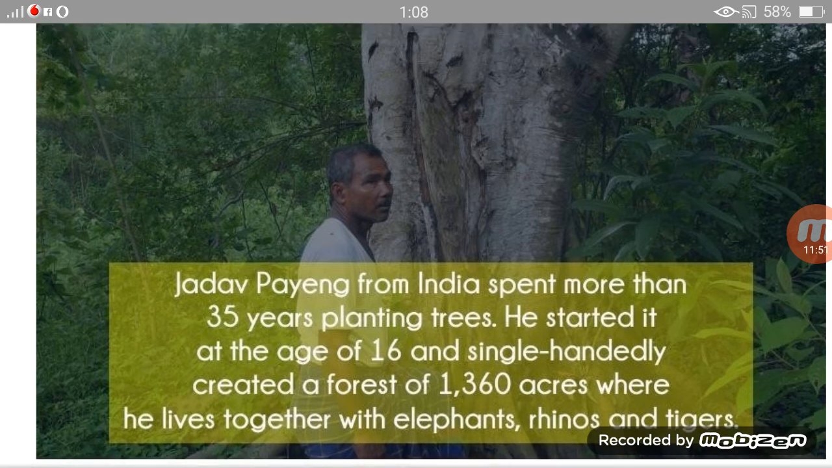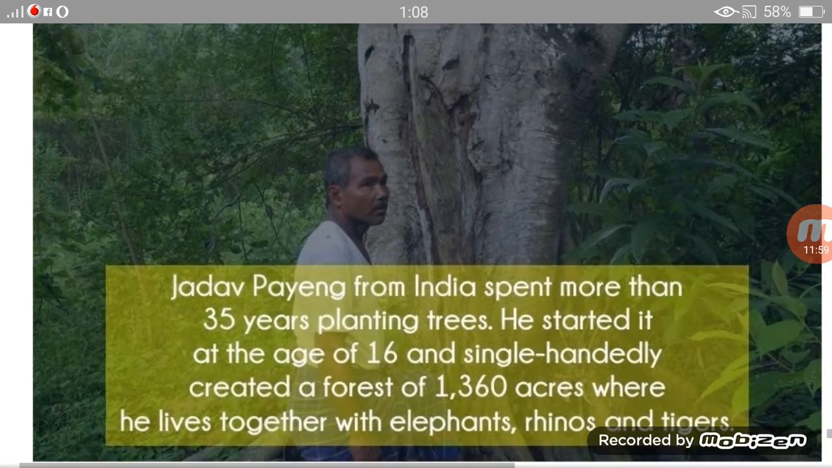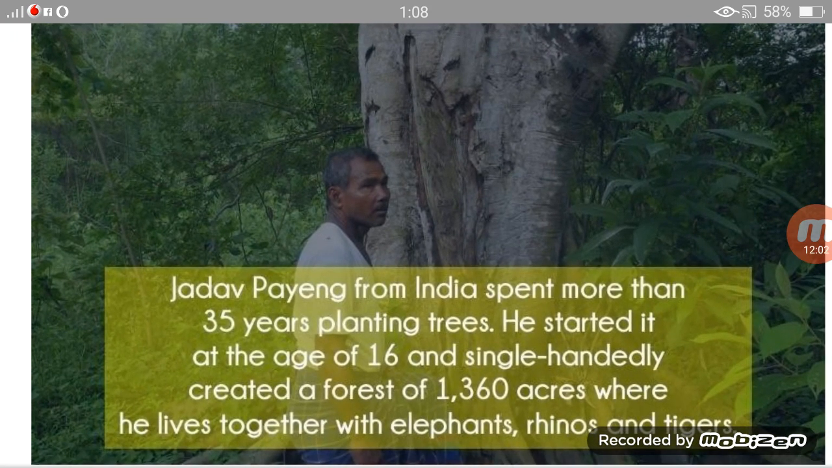What is this stating? The person is Jadav Payeng. You can see in this picture, he is Jadav Payeng, and he has been planting trees for 35 years. He started when he was just 16 years old, and single-handedly he created a forest of 1,360 acres, gradually and slowly. As he grew up, he planted more and more trees, and he created such a big forest.